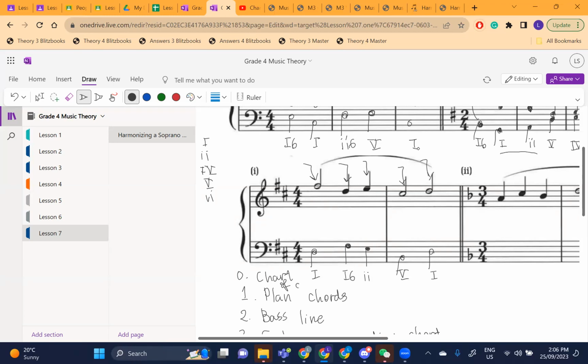Chart of chords. By that I mean this. D, F. It helps you. G, B. D, E, F sharp. G. G, B, D. A, C sharp, E. B, D, F sharp.